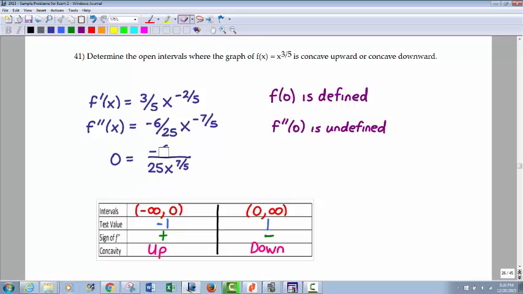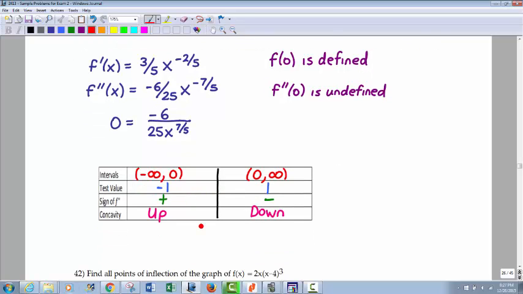But anyway, 0. 0 makes that second derivative undefined. So you set that equal to 0, you get nothing. Negative 6 equals 0, that's a contradiction. But right there, 0 makes the second derivative undefined, but it's defined in the original function. So I have 0 on my sign chart.